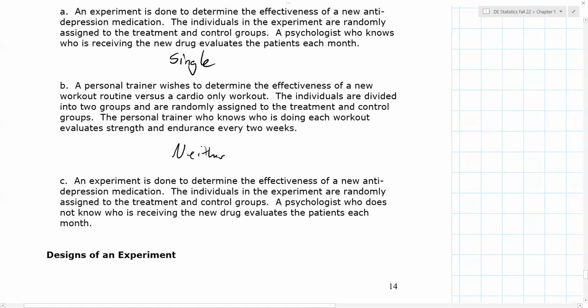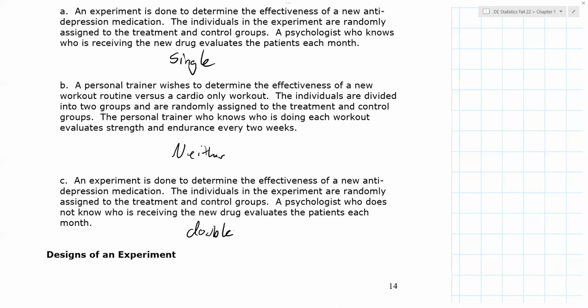And then the last one, an experiment is done to determine the effectiveness of a new antidepressant medication. So very similar setup to part A. However, in this case, the individuals are randomly assigned. The psychologist who does not know who is receiving the new drug is the one that does the evaluations. So in this case, it's a double-blind experiment because the people taking the medication don't know what they have, and the person doing the interviews and the evaluation also doesn't know.